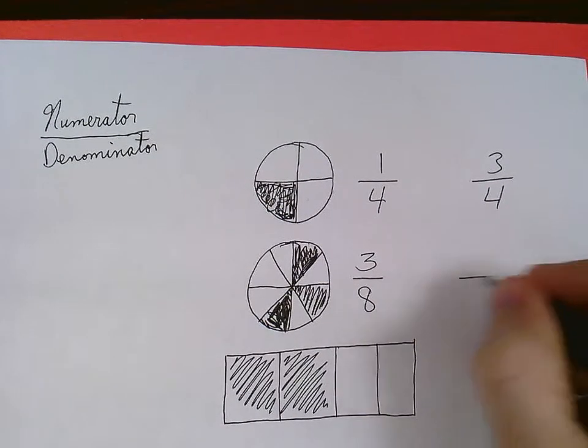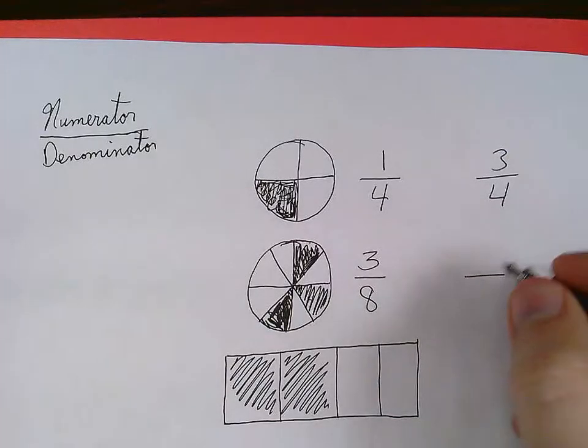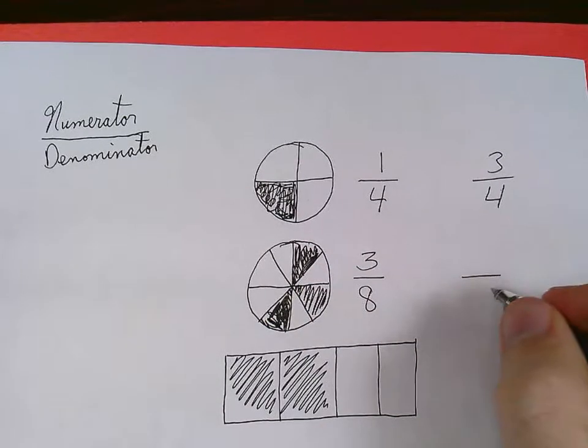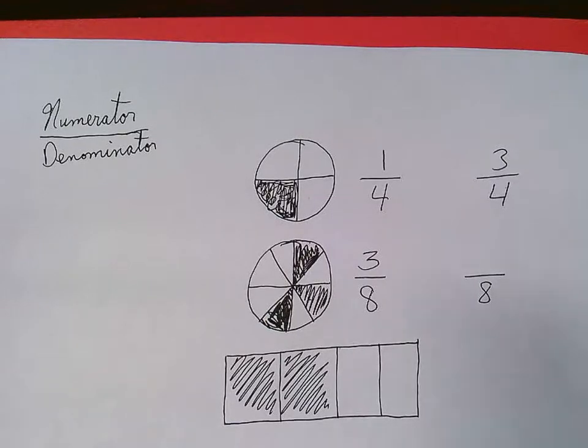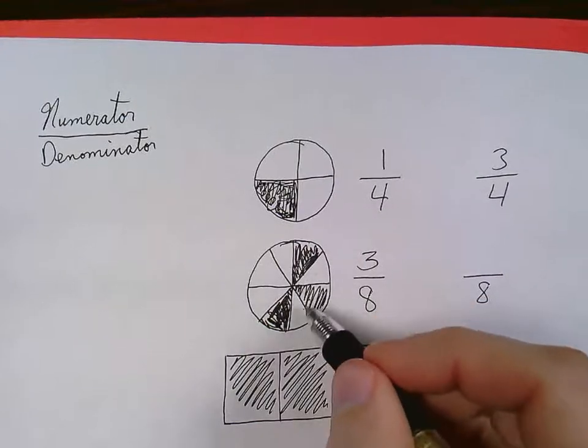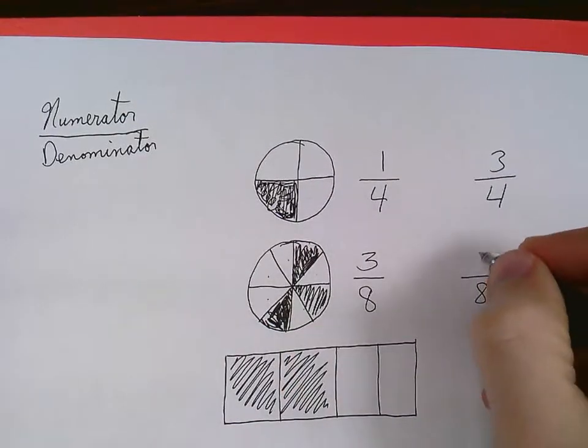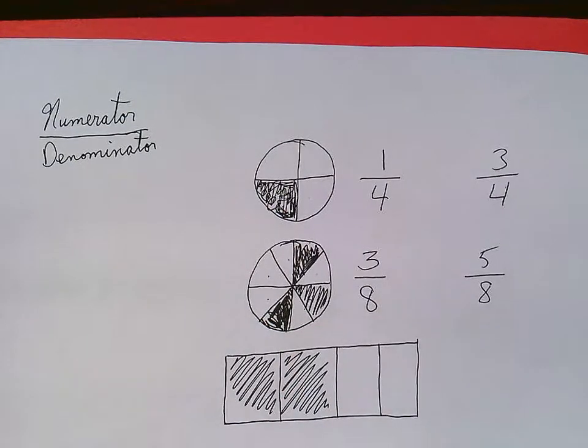And if I want to do the other way, if I want to figure out the fraction of that shape that is not shaded in, 8 would still be my denominator, because that's the total number of parts, total number of pieces, and 1, 2, 3, 4, 5 would be my numerator. And on to the last one.